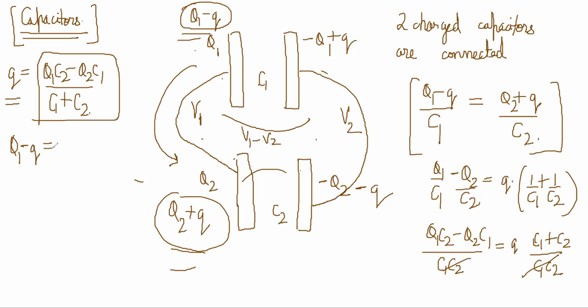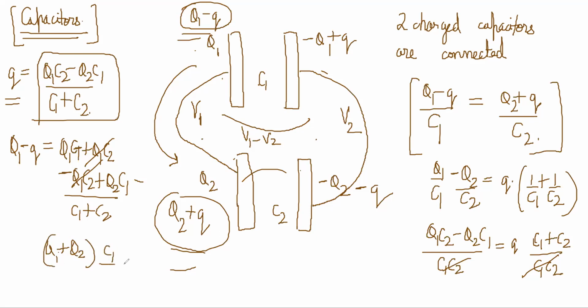Q1 minus Q is equal to Q1 minus Q1 C1 plus Q1 C2 minus Q1 C2 plus Q2 C1 by C1 plus C2. So Q1 C2, Q1 C2 cancels. It becomes Q1 plus Q2 into C1, so Q1 plus Q2 into C1 by C1 plus C2, right? This is the charge on Q1 final.